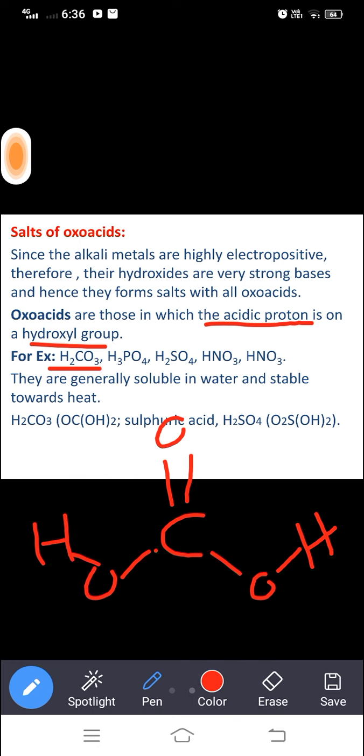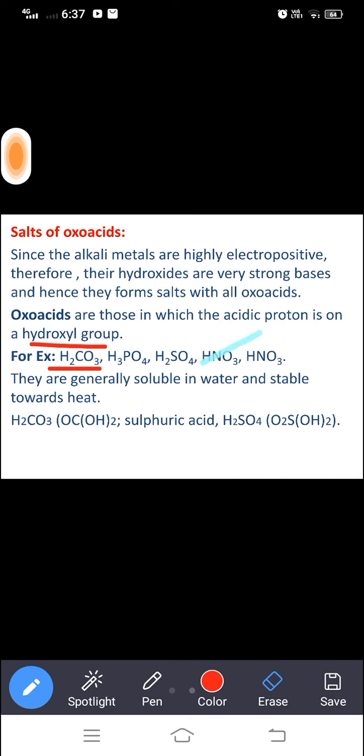The acidic proton is present in the OH. That type of acid we can call an oxoacid. Now you can understand what an oxoacid is. These oxoacids are generally soluble in water and stable towards heat. When you heat them, they will not decompose that easily.